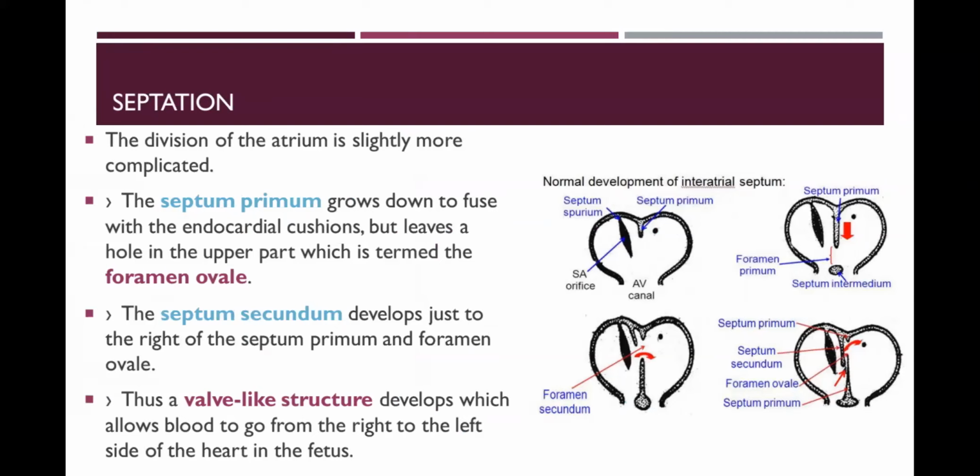Septation of the atria. The division of the atrium is slightly more complicated. The septum primum grows down to fuse with the endocardial cushion, but leaves a hole in the upper part, termed the foramen ovale. The septum secundum develops just to the right of the septum primum and foramen ovale. Thus, a valve-like structure develops, which allows blood to go from the right to the left side of the heart in the fetus.